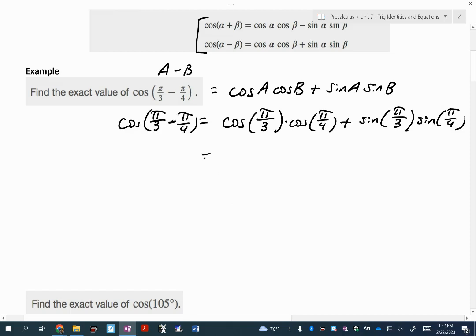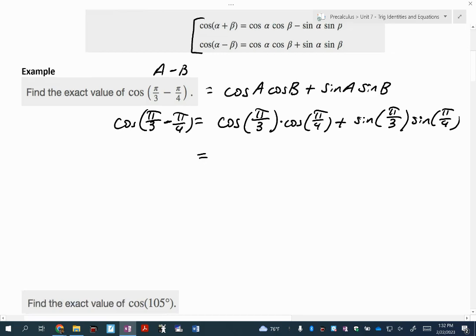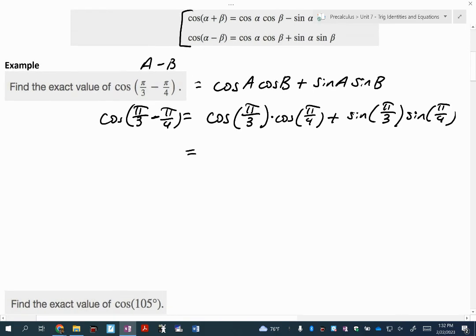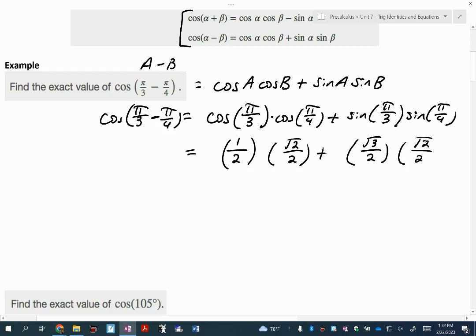Hopefully you still have that table memorized from the very first unit on trig, but if you need to refer to it, that's fine as well. So you have the cosine of pi over 3, which is 1/2, times the cosine of pi over 4, which is the square root of 2 over 2. The sine of pi over 3 is going to be the square root of 3 over 2, and the sine of pi over 4 is the square root of 2 over 2.